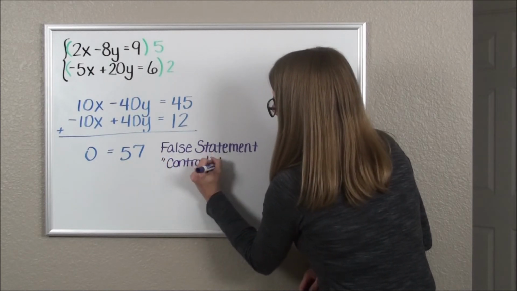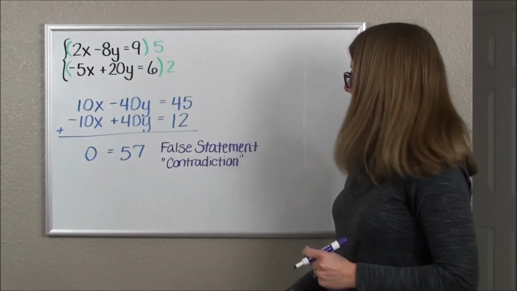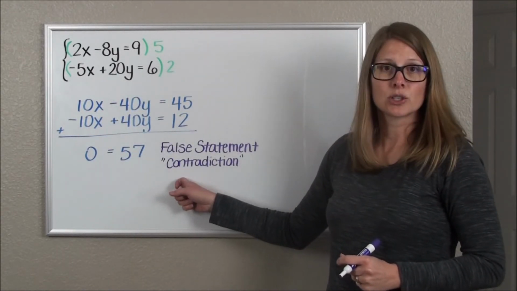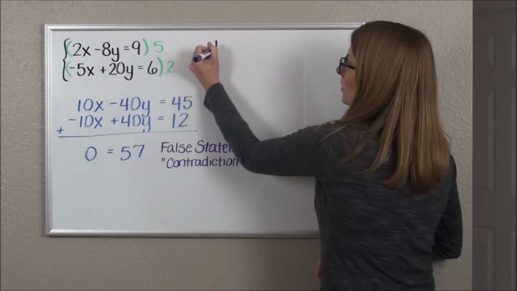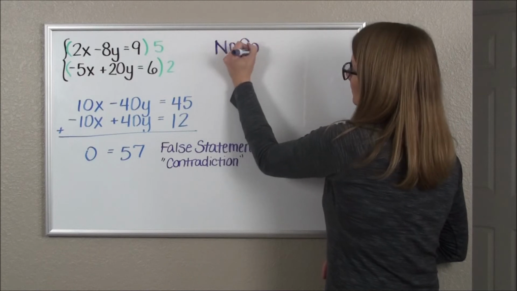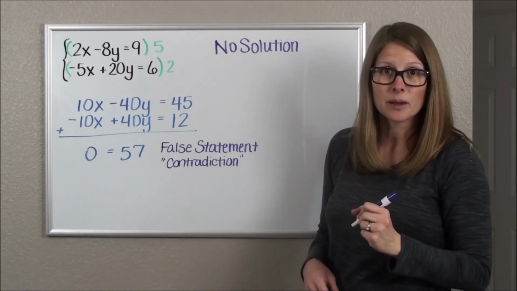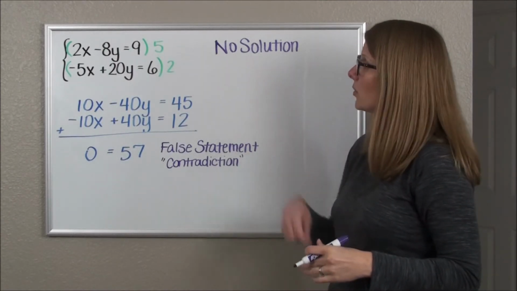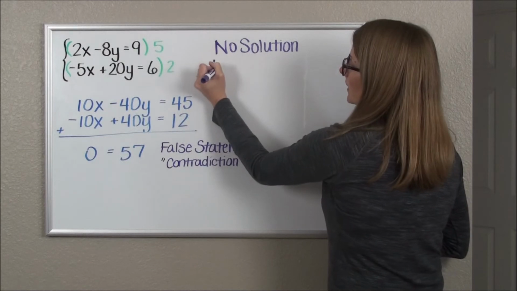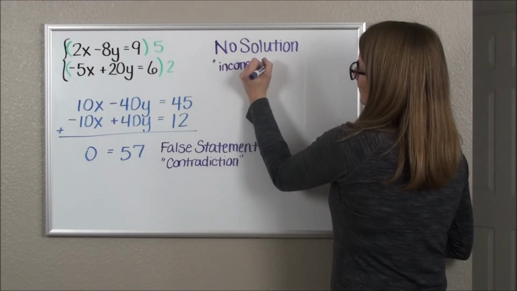And if we reach a contradiction, no matter what x and y were, then there is no possible truth to this. This is always false. There is no truth. That means there is no solution. And if there is no solution for a system, that means we must have parallel lines that never intersect. There's no intersection point. We call this an inconsistent system.